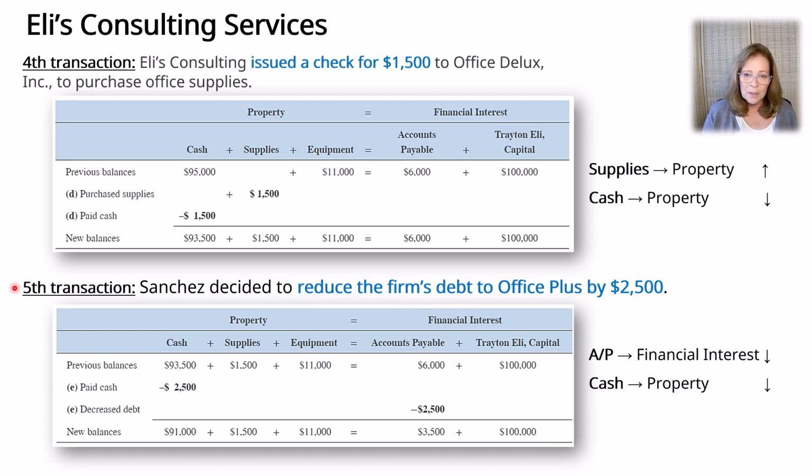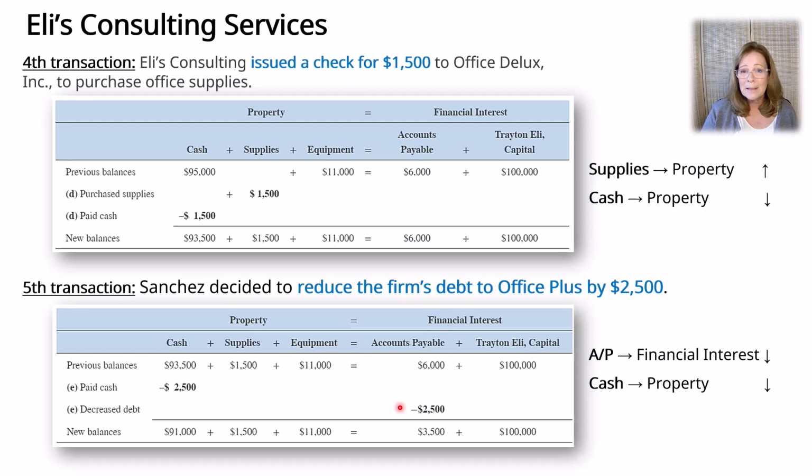Now that Sanchez pays part of the $6,000 that Eli's Consulting owes Office Plus, we need to figure out what to do with this business event. First, we need to reduce the accounts payable account because Eli's Consulting now owes less money to Office Plus. And for the second part of this transaction, we need to reduce the cash account because Eli's Consulting now has less cash. So we deduct $2,500 from cash, and we deduct $2,500 from accounts payable.